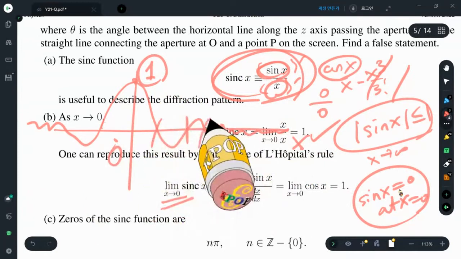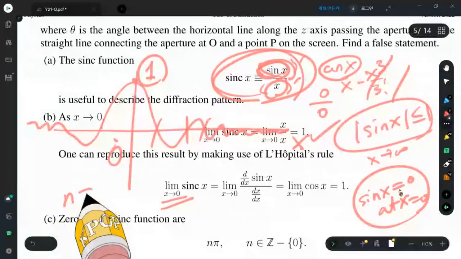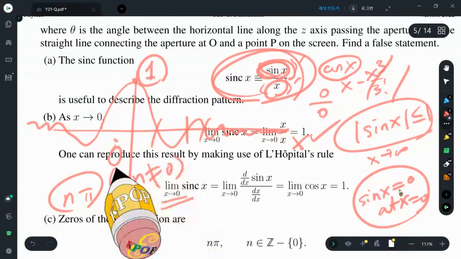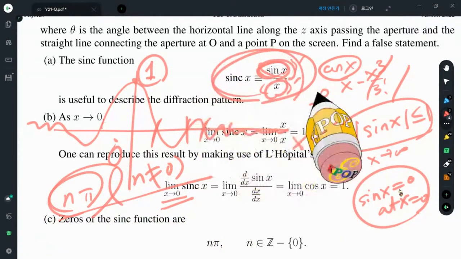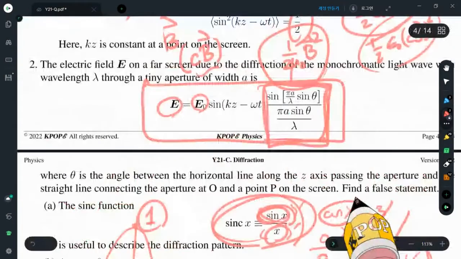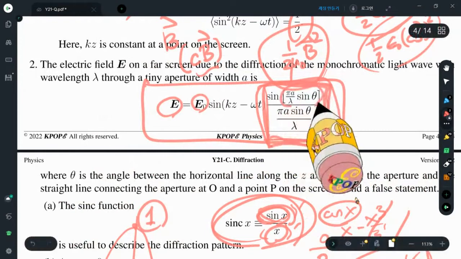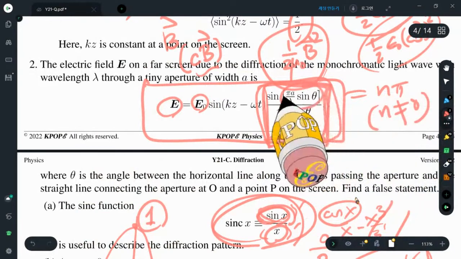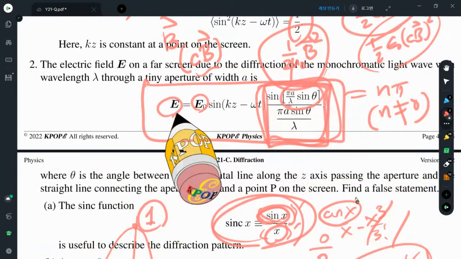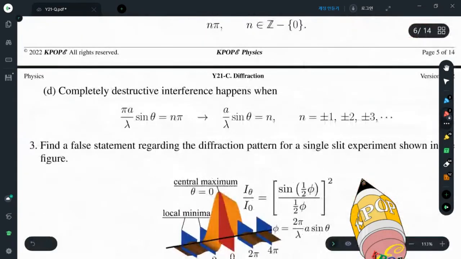Except that, we have zeros of the sinc function that are identical to the zeros of sine. So n pi, except for n equals 0, we have all zeros. By making use of this, we can determine the place where the complete destructive interference appears. When this one is n pi, with n non-zero, then at that point the electric field completely disappears. That is absolute, complete destructive interference.